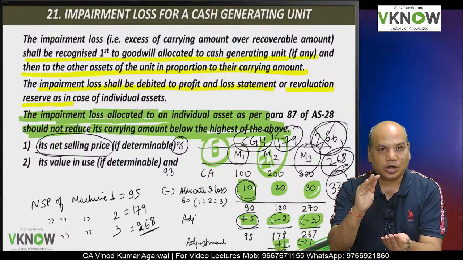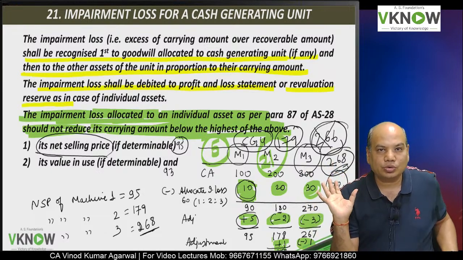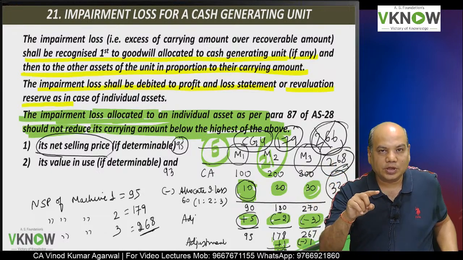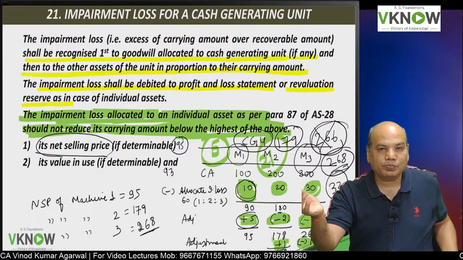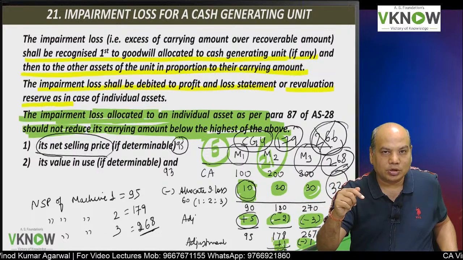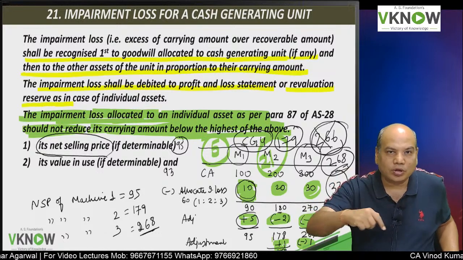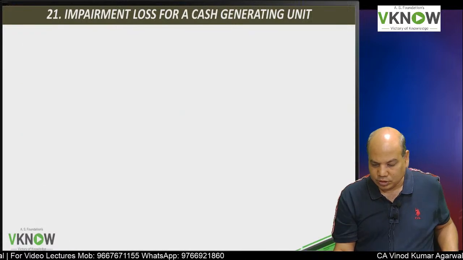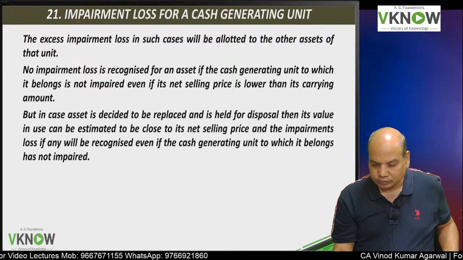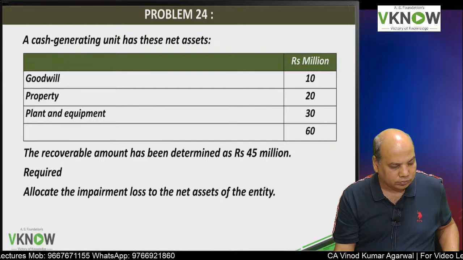Whatever cannot be allocated to CGU1 cannot be allocated to CGU2. You can't shift the impairment loss from CGU1 to CGU2. You can only do the allocation of impairment loss within the assets of a CGU. So that was the concept. Okay. Now we'll take one question number 24.